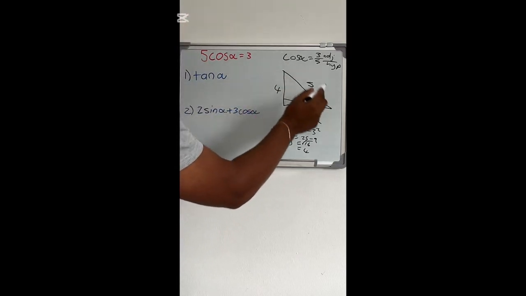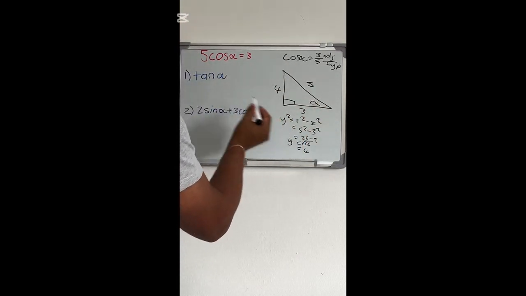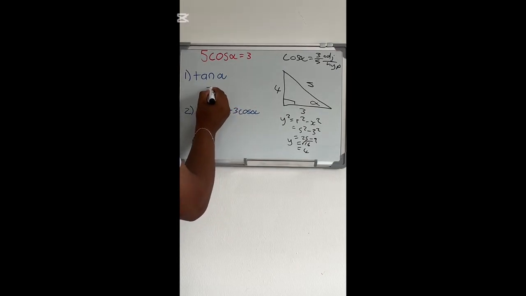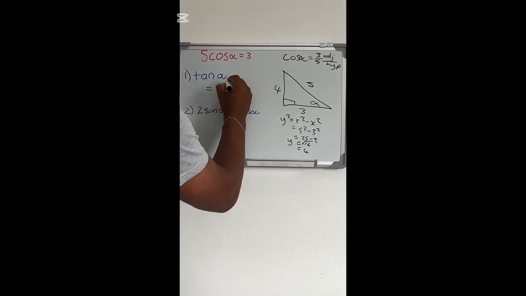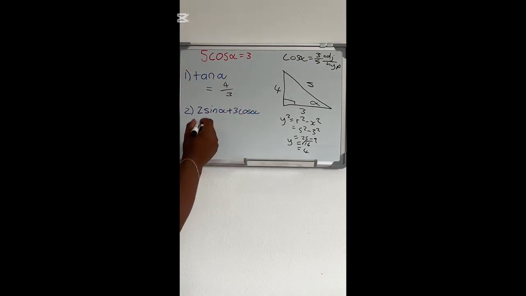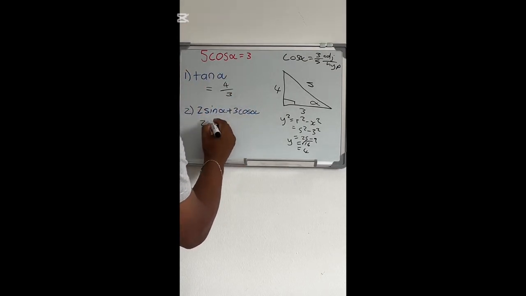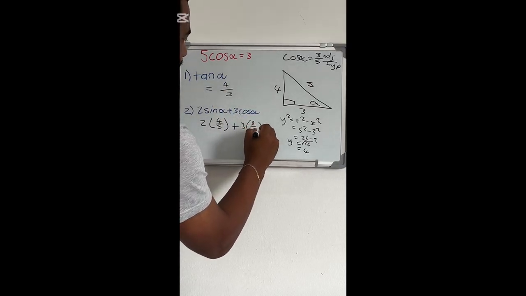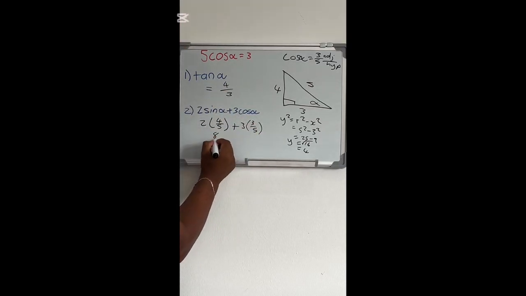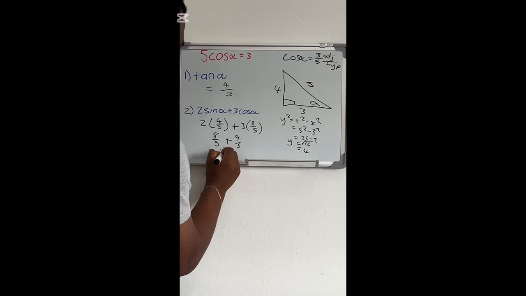Now that we have all the sides of the triangle, we can answer all the questions that they asked. Tan we know is opposite over adjacent, so that's 4 over 3. And then for this we say sin alpha is opposite over hypotenuse, which is 4 over 5, plus 3 times 3 over 5. If you multiply the bracket in, that's 8 over 5 plus 9 over 5, and that is 17 over 5.